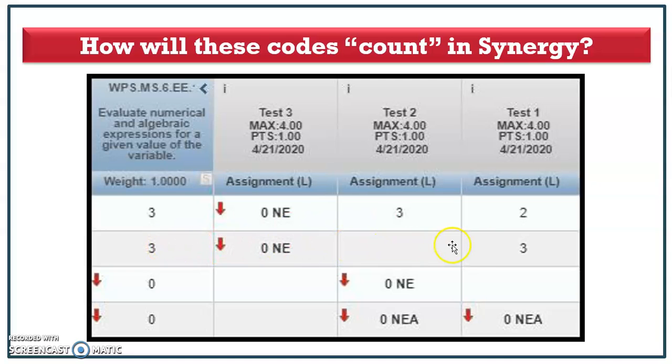Let's look at this second line. The student got a 3 on the first one. For some reason, nothing is entered here. It is blank. Third one, 0, no evidence. So Synergy is calculating this one score related to the target to give the overall score as a 3.